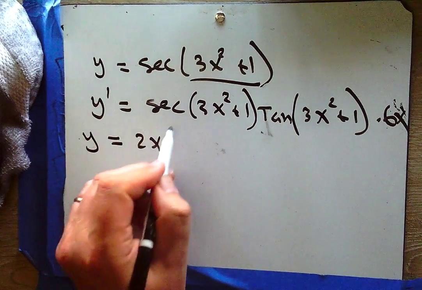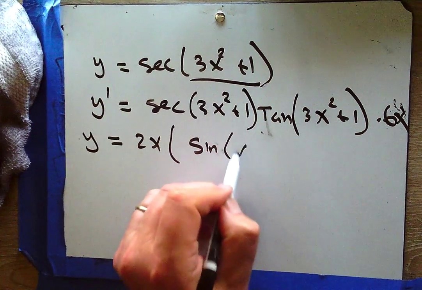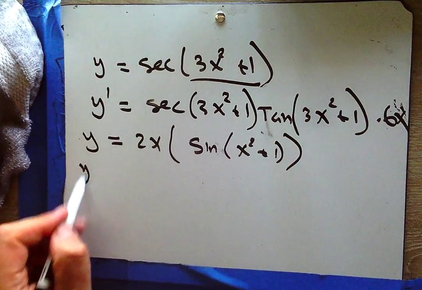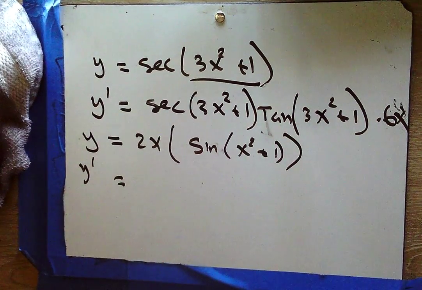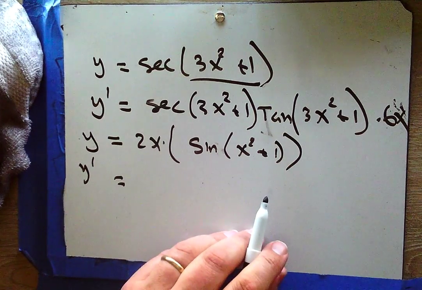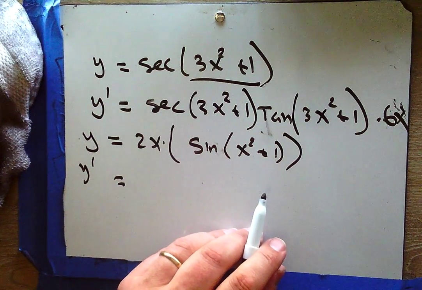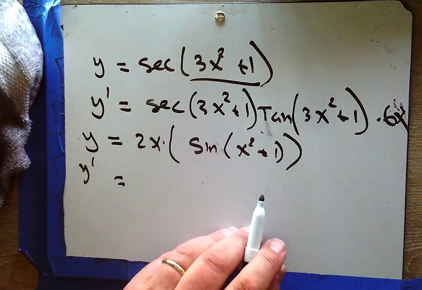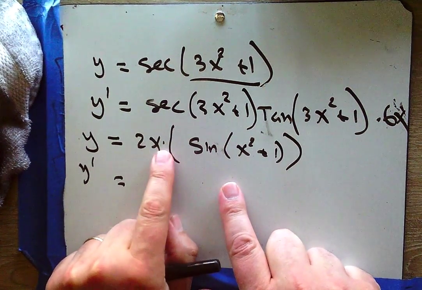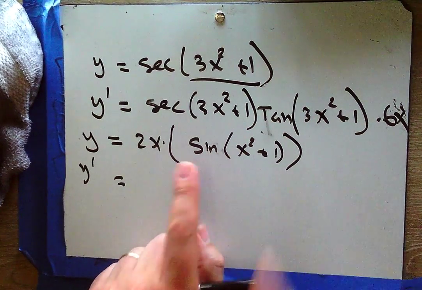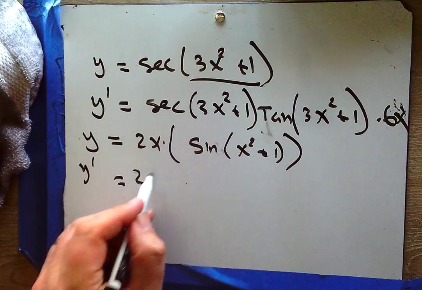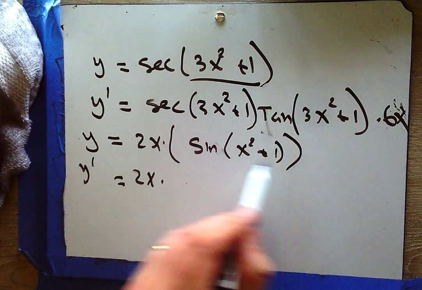y equals 2x sine of x squared plus 1. Find y prime. Okay, I see a product rule. And I think many of you did not see a product rule. I don't know how to get you to see a product rule. This is a product rule. It's a thing times this other stuff. So I have to use product rule here. This times the derivative of that. Derivative of this requires chain rule.